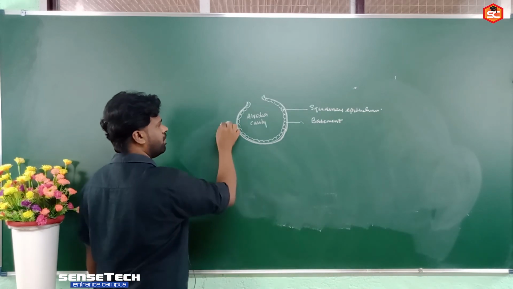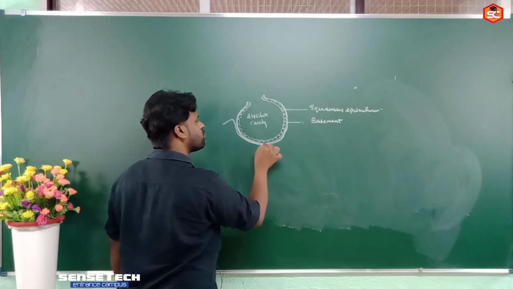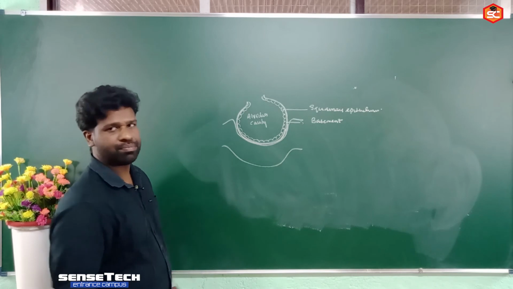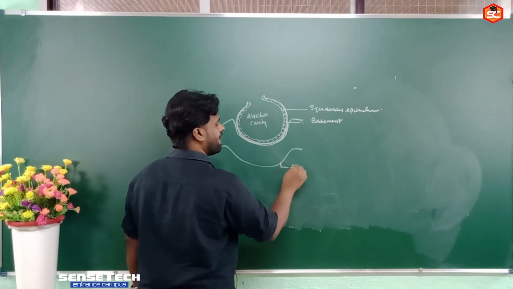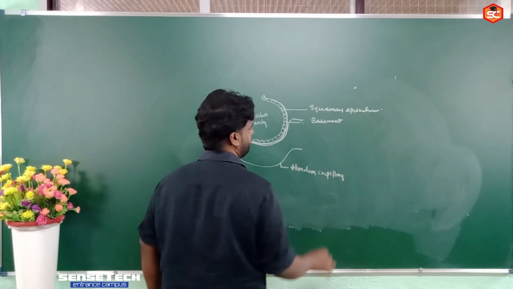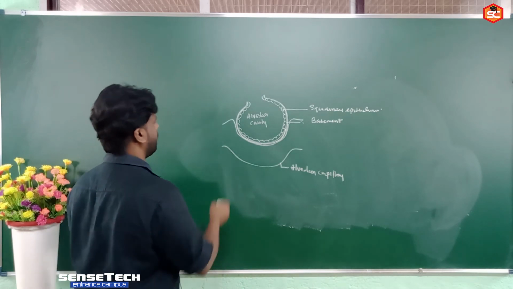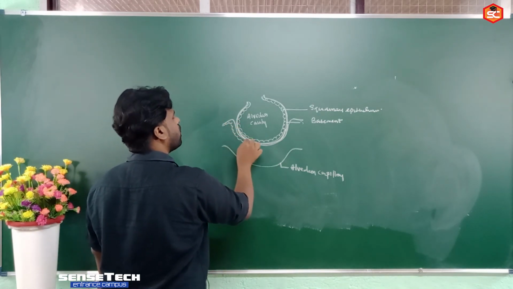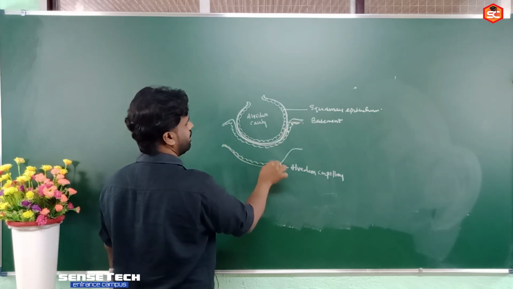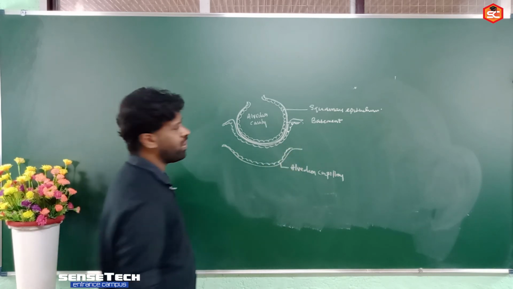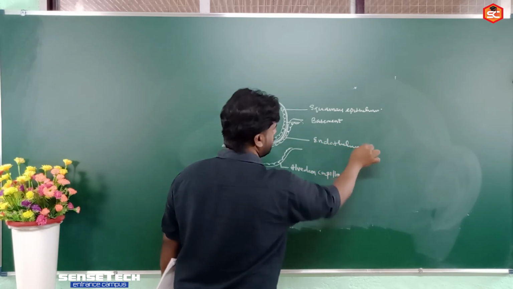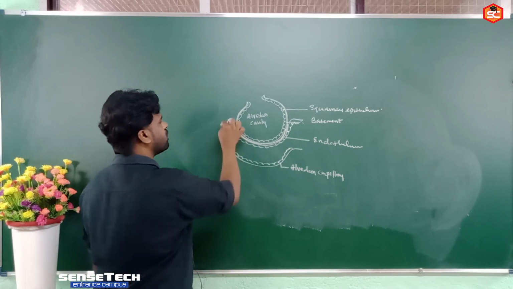Then, these alveoli are highly vascular too, supplied with blood vessels. So this is the alveolar capillary. This is the wall of the alveolar capillary, which is formed of endothelium. So this is the endothelium of the alveolar capillary. It also has a basement membrane.